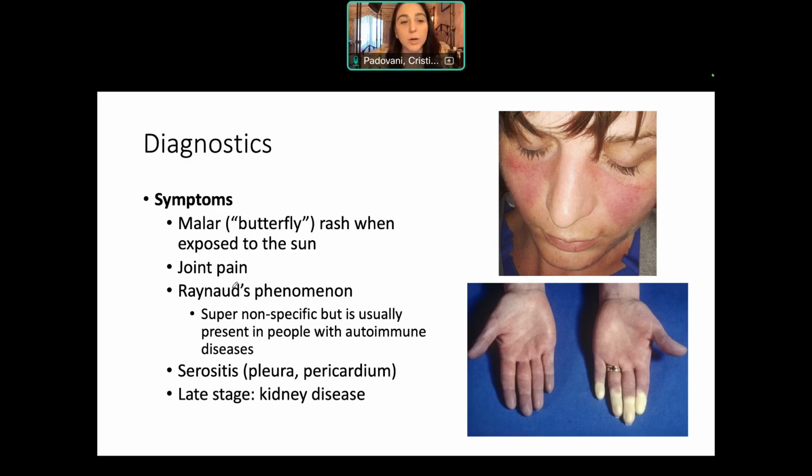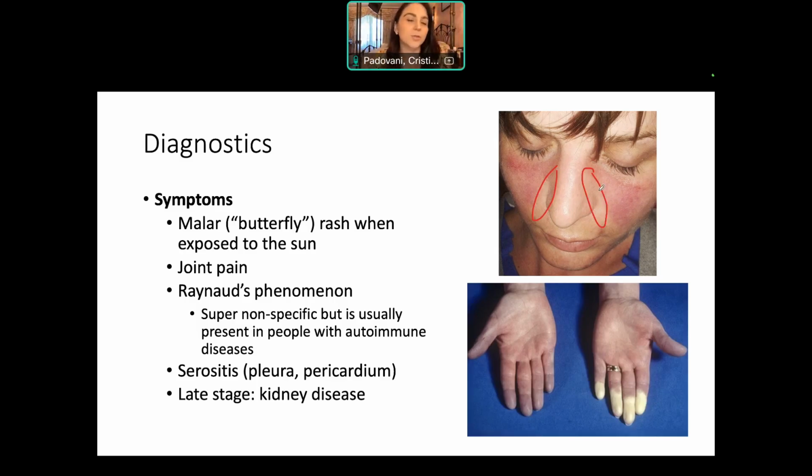Diagnostics wise, you do want to look for that malar rash. A lot of the time they won't say it's a malar rash. They'll say there's a rash on the cheeks that spares the nasolabial folds. As you see here, it's spared in this patient. Right where the nose meets the cheek, those folds are spared in lupus. That's usually something you can look out for in a vignette. They'll just say it covers the bridge of the nose and the cheeks, but it spares the nasolabial folds.